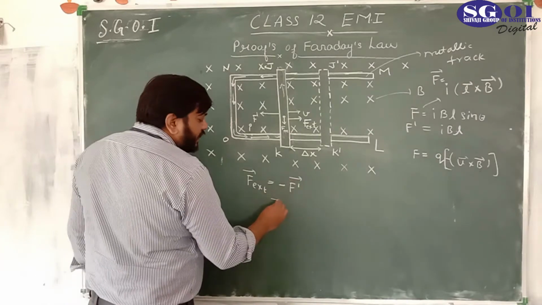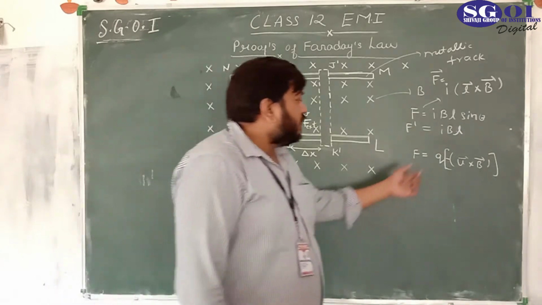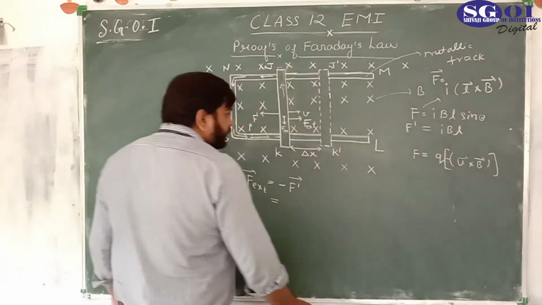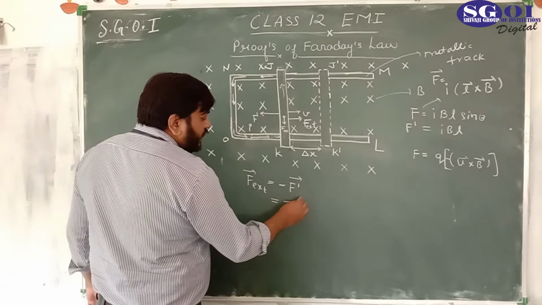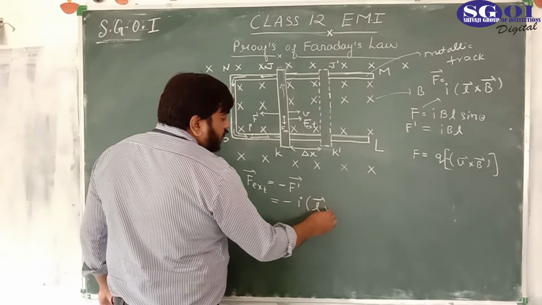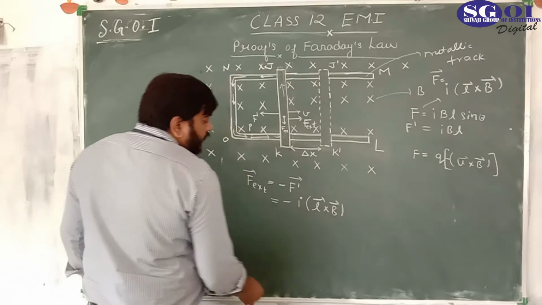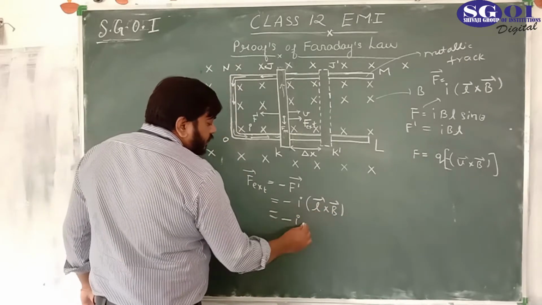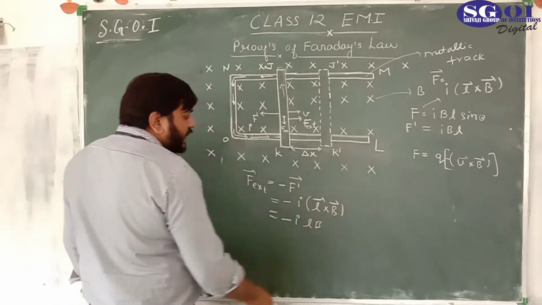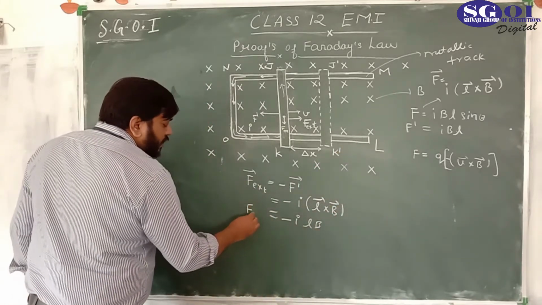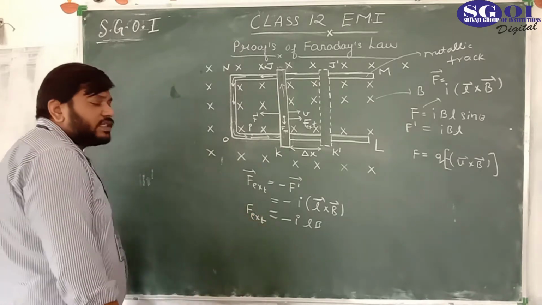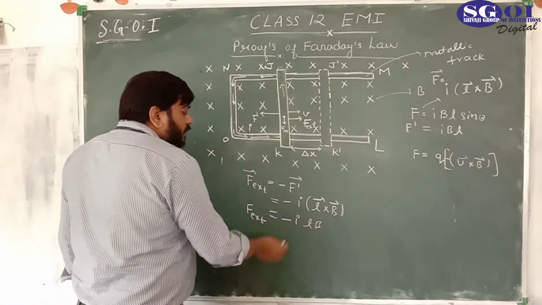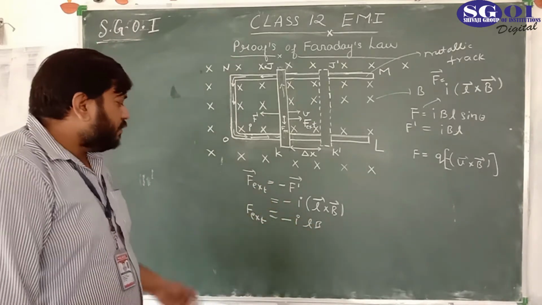And the F vector is what? If we write it in vector form, it is I L cross B, and we know that the magnitude of L cross B is LB, but theta is 90, so F external is minus I LB. F external is minus I LB, which means the direction is opposite but the magnitude is the same.